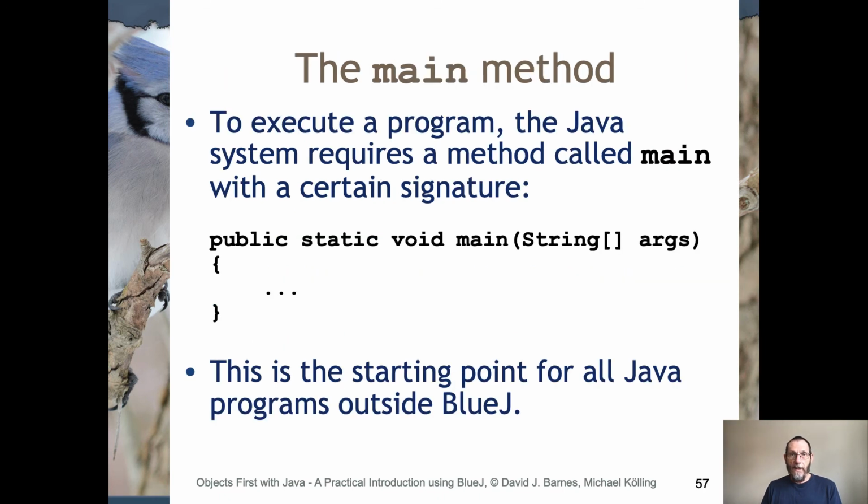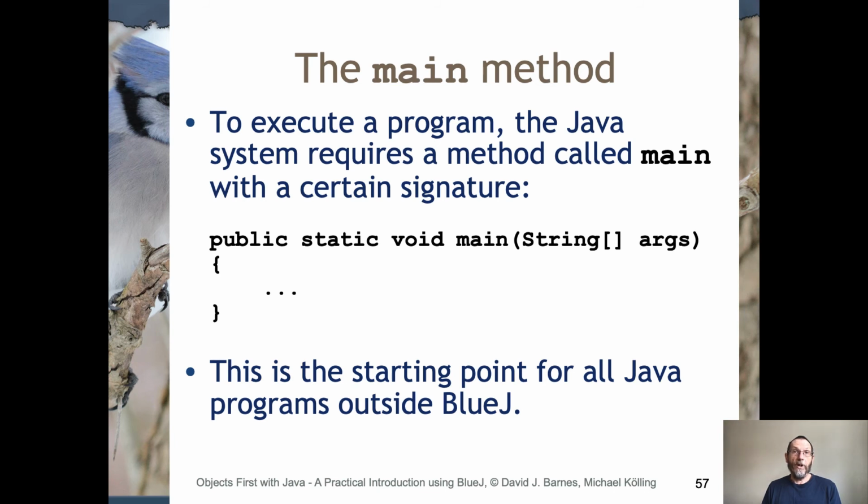There's one particular static method that every Java programmer really needs to know about, and that is the static method called main that has this particular form. So every Java program that's being run anywhere other than within BlueJ must have a method that looks like this in order to be able to run. So the method must be public, it must be static, it has a void return type, and it takes a parameter of type array of String.